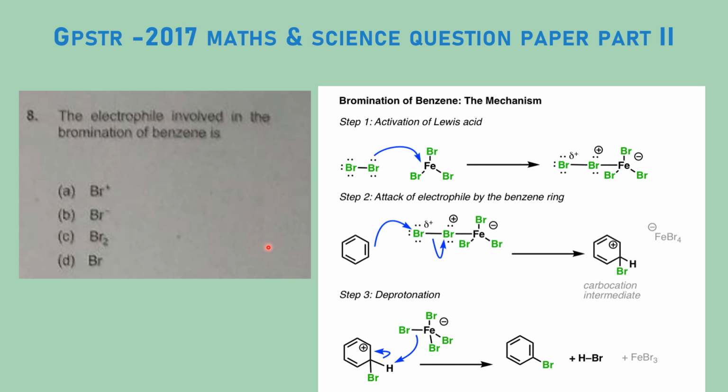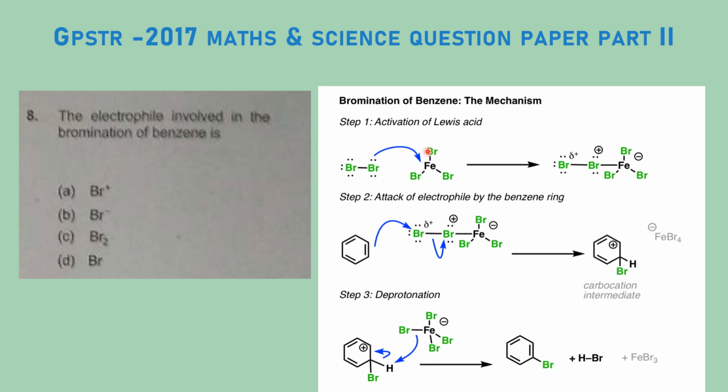Let us discuss in detail what is meant by bromination of benzene, otherwise the mechanism of bromination of benzene. Here I am explaining in detail because in GPSTR they may ask a descriptive question for 4 or 5 marks. They may ask to explain bromination of benzene in detail with the structure. Therefore this is very important. Here they are asking only a multiple choice question, but they may ask in descriptive type also. Then each and every step is very important.